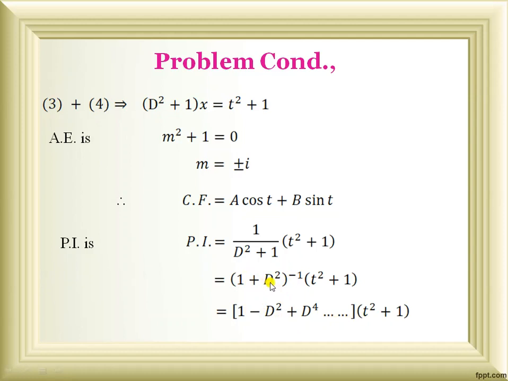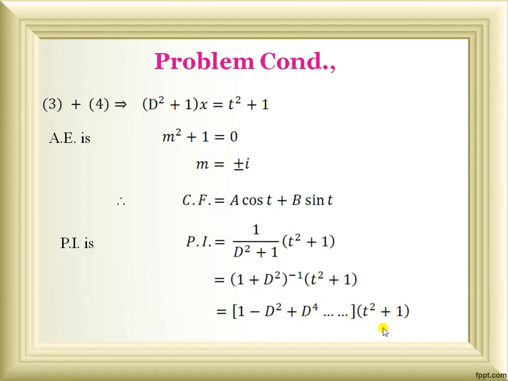In place of x I am having D square. So therefore 1 minus D square plus D square the whole square, which is D power 4, minus etc. No need to continue the higher terms, because the higher derivative value of t square plus 1 is obviously 0. That's why I am trimming the formula up to the second term itself.